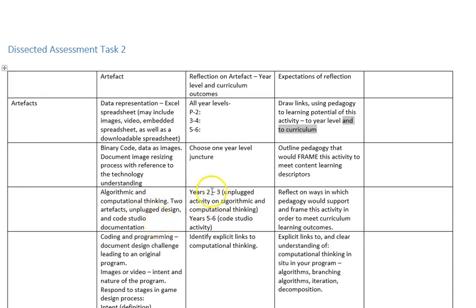I'm asking you to work with years 2 and 3. To start with here, we're asking you to demonstrate your understanding of the technologies you can use. Over here, we're asking you to first of all do a year 2 to 3 activity that doesn't use computers to help them understand algorithms and computational thinking. And then a year 5 to 6 Code Studio activity and how that will actually support, again, algorithmic and computational thinking. So again, we've got curriculum meeting learning outcomes to meet, and we've got our pedagogy that frames this activity.